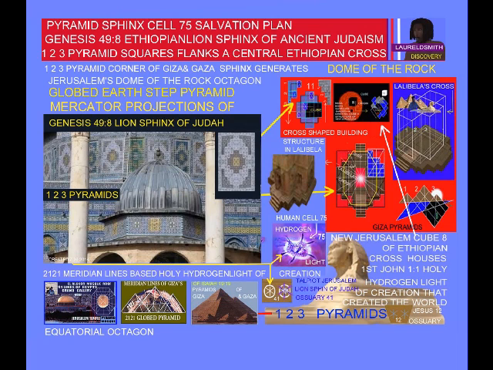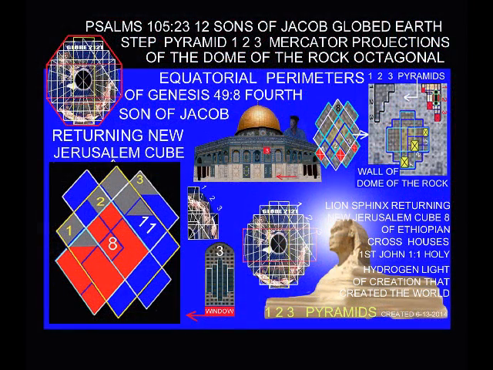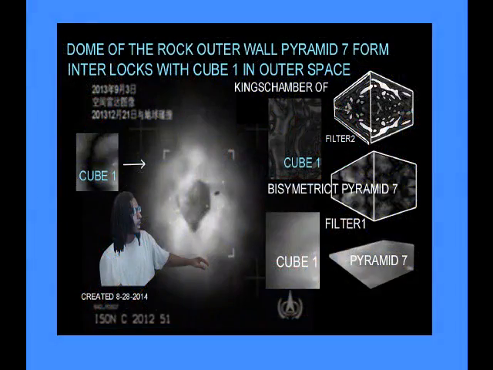Now, when we view the Giza pyramids from a helicopter, we see 1-2-3 grouping of pyramid square bases. It's the same 1-2-3 grouping of pyramid squares in which Laurel Smith of Chicago, Illinois, nonprofit home video and artworks creation, has discovered within the dome of the rock outer wall stone rectangular window frames. And they appear as 1-2-3 grouping of pyramid squares flanking a central Ethiopian cross that represents the cross-shaped building structure in modern Lalibela, where we see the 1-2-3 grouping of pyramid squares as the globe earth outer space corners of the dome of the rock octagonal roof equatorial perimeter of the basketball-shaped earth.